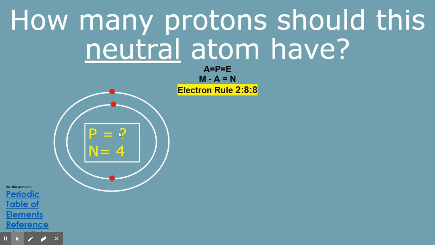How many protons should this neutral atom have? Again, going back to A equals P equals E. If there are 1, 2, 3 electrons, that means there are 3 protons. And if there are 3 protons, this is element number 3 on the periodic table. And element number 3 on the periodic table is lithium.